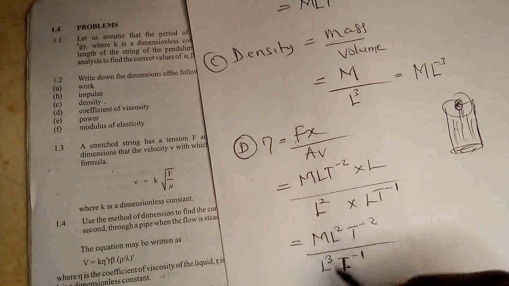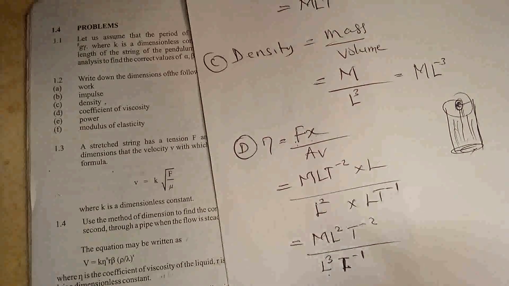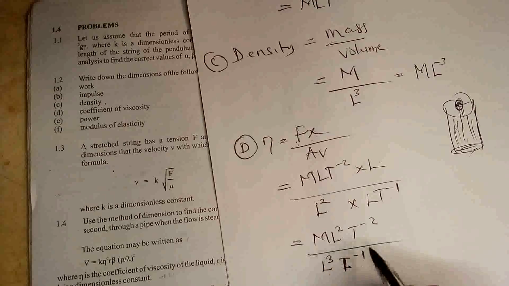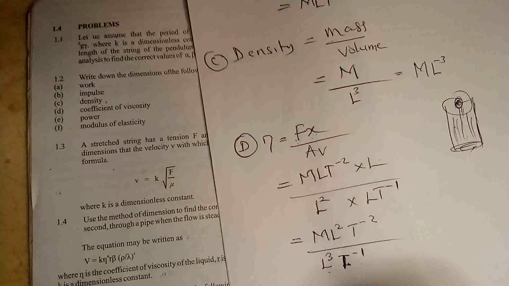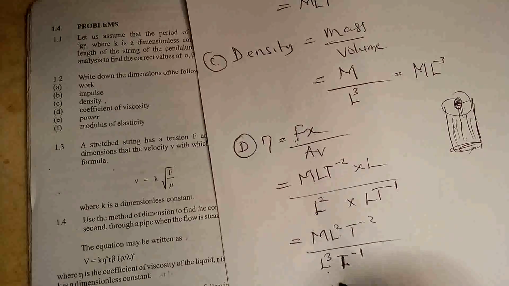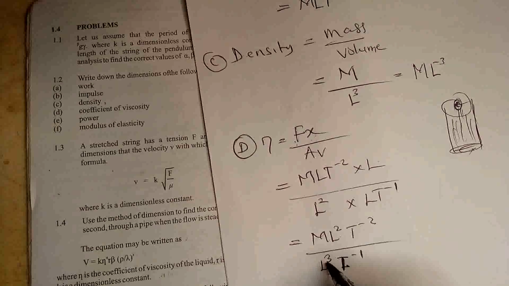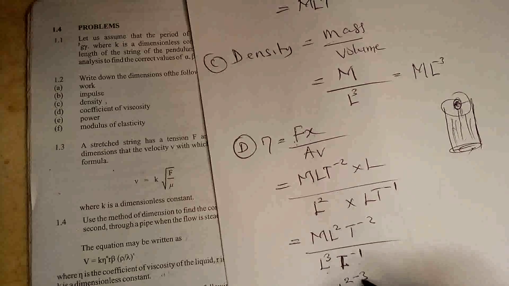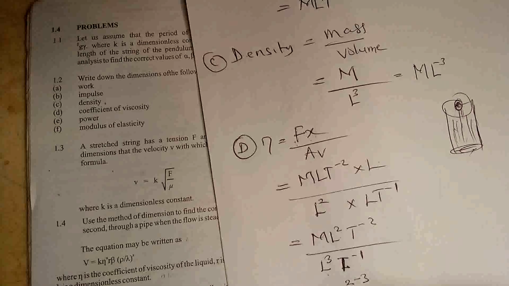Now we have L here, we have L this way, we have T here, we have T. So we are going to make them become a single L and a single T. So we end up having our M being constant, then L square, the 3 will come up to change to minus 3 using indices or the law of division.